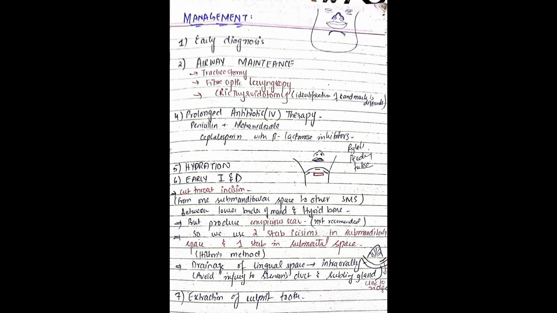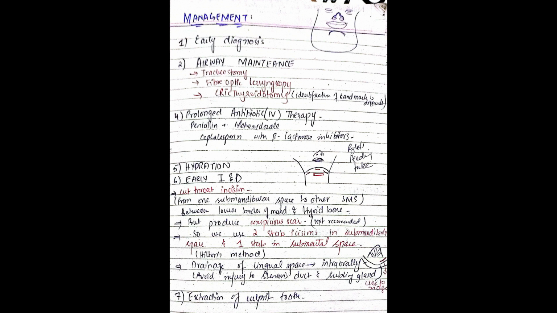So now moving on towards the management of Ludwig's angina. First of all, early diagnosis is very important. Secondly, the most important thing to manage first is airway maintenance. It could be done through tracheostomy, fiber optic laryngoscopy, or cricothyroidotomy in cases where there is gross edema and it is very difficult to identify the landmarks. Then we can go towards cricothyroidotomy.